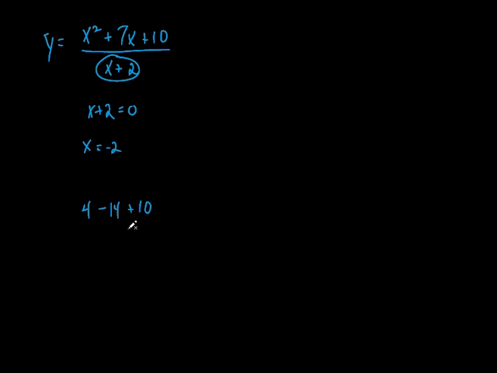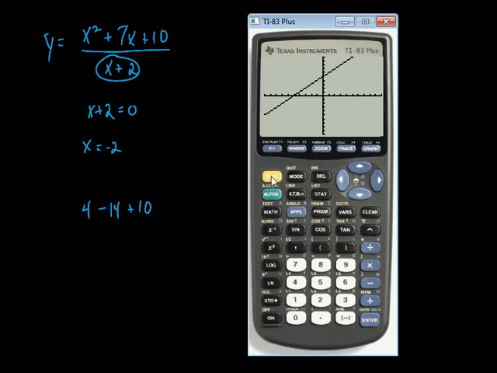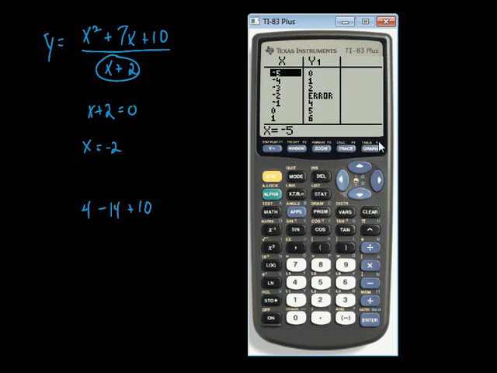So that's -10 plus 10, which is 0. Let me think about this. I think the best way to do this is just to hit the table function like we did earlier. So hit that, and if you look at this, at -2 there's an error, so that's where your hole is going to be. That's probably the best way to find out where the hole is.